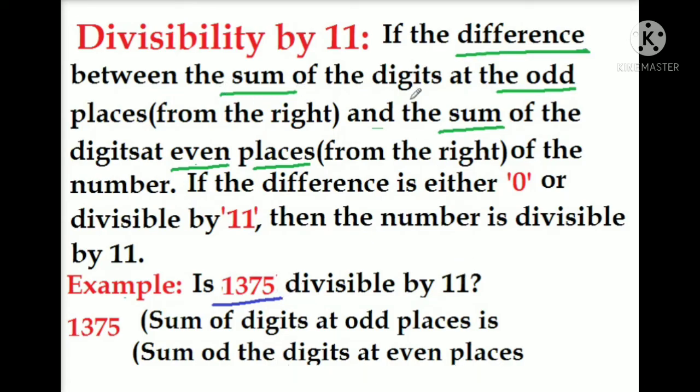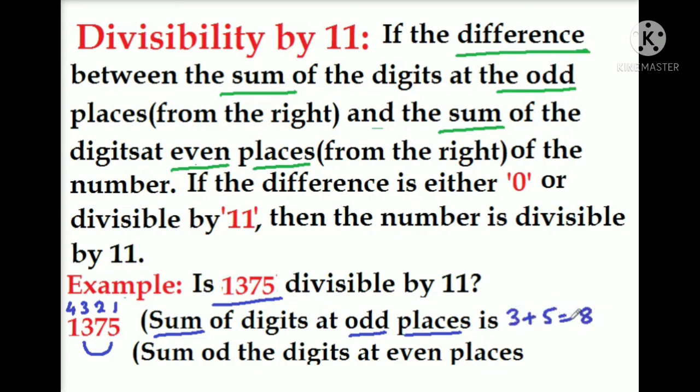For divisibility by 11, we have to find the difference between the sum of the digits at the odd places and the sum of the digits at the even places. First of all, we give numbering to the digits from the right hand side. Now the sum of the digits at odd places: we have 3 and 5, so we'll write 3 plus 5 is equal to 8.